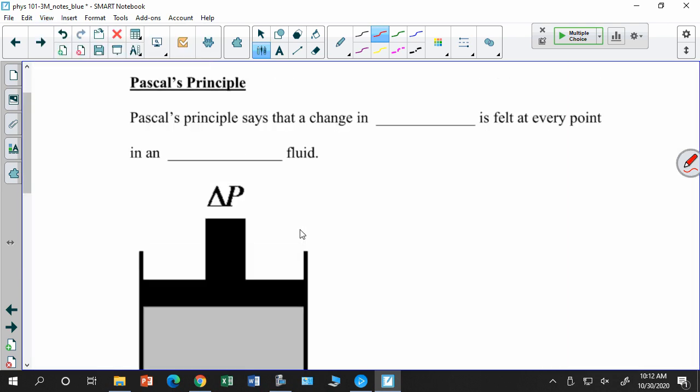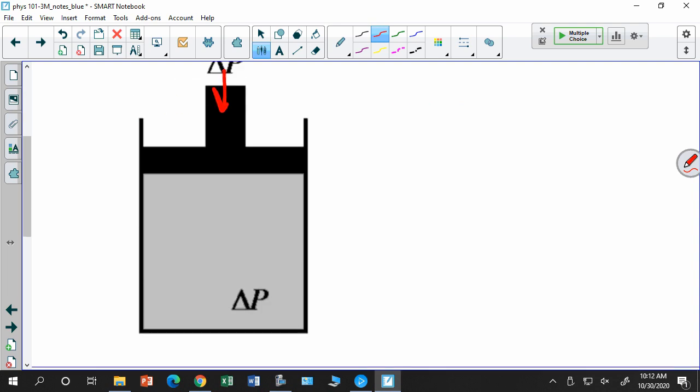Okay, so Pascal's principle says that a change in pressure is felt at every point within a fluid, in an incompressible fluid. So if I have a piston like this, where I'm pushing down with some force per unit area, what Pascal's principle says is that that force per unit area is felt all the way throughout the material, that it pushes on every side of the container with equal pressure.